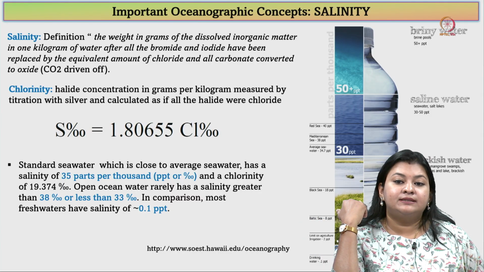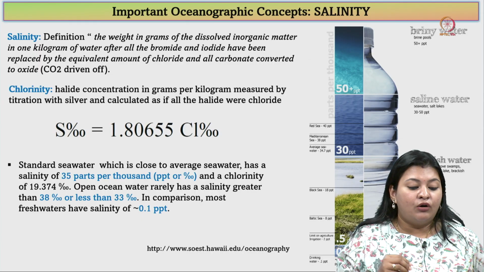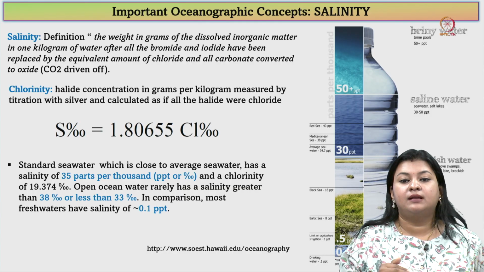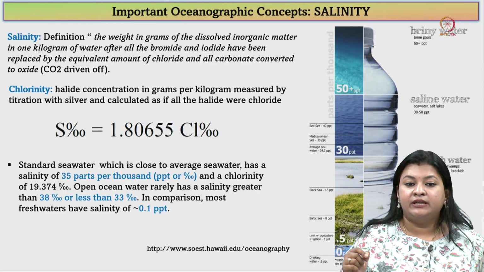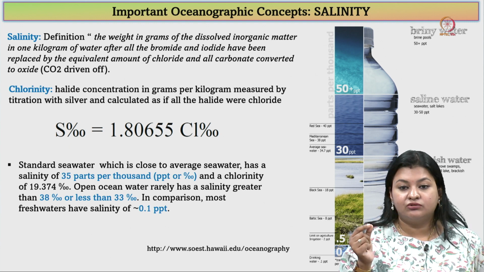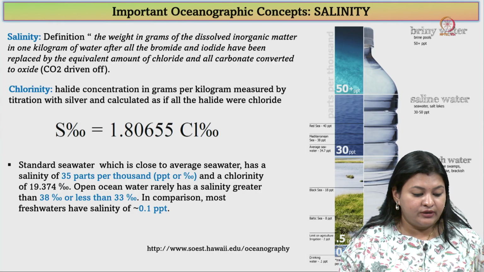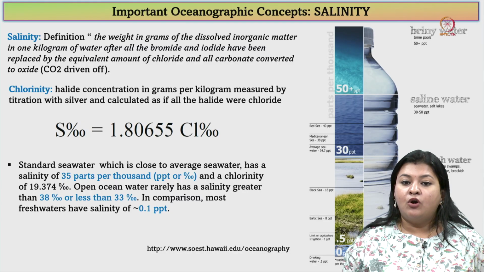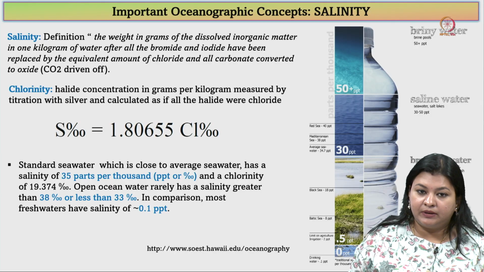And standard seawater, on average, has a salinity of 35 parts per 1000. It is reported as parts per 1000. That is also called PPT, or it is mentioned as per mil, the percentage with an extra 0, and the chlorinity of average seawater is 19.374 PPT. The ocean water always has a variation, it can vary between 33 to 38 PPT.